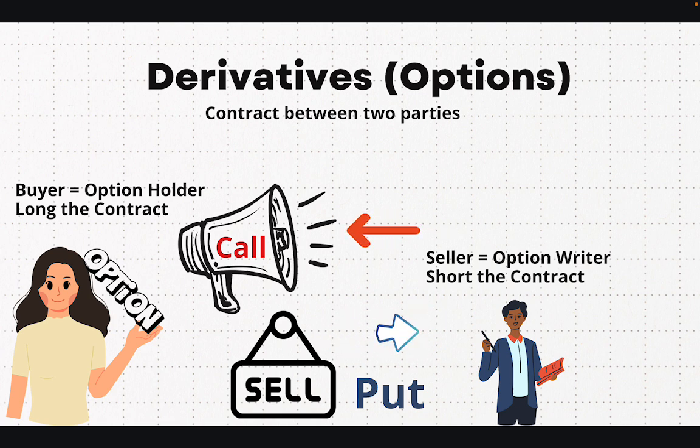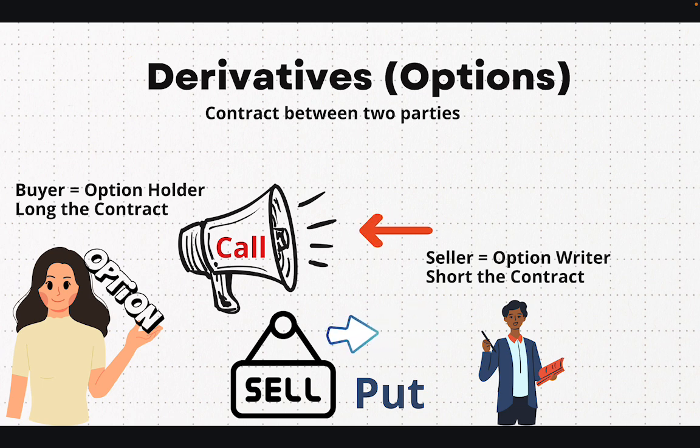And then let's look at our seller. The seller is also called the option writer. So the buyer is the option holder, she's holding the option, and the seller is the option writer. See how I have him with a pen and book in his hand? And he is short the contract. So the seller's short, and I made him a little bit short.